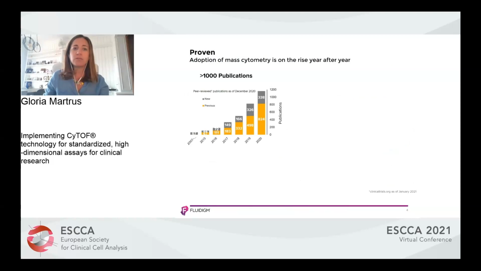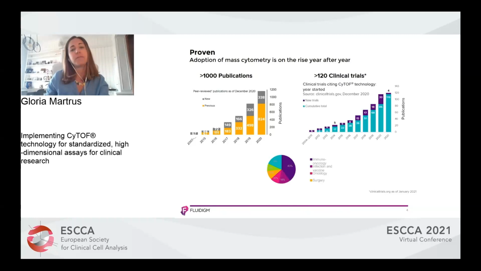So just as a first introduction, it's a proven technology because we have more than 1,000 publications until December 2020. And as you can see here, the publication ramp has gone up quite exponentially. And out of these publications, we also have more than 120 clinical trials that have used Cytometry technology. Some of them have already finished. Some are new trials. So in 2020, there were quite a lot of new ones using it in vaccine development, as we can see here. 40% of our trials are in immuno-oncology, but we do have quite a lot of them in infectious diseases and vaccinations.